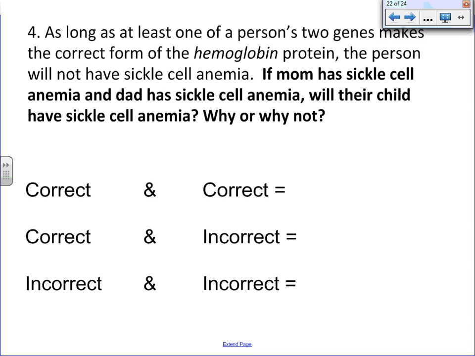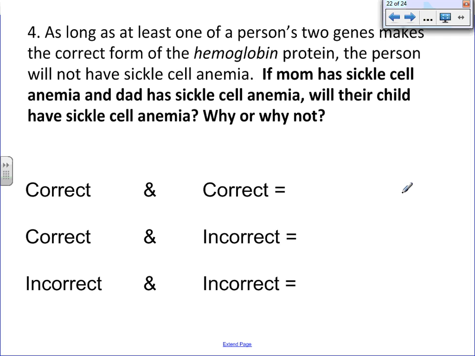Let's take a look at the description. As long as at least one of a person's two genes makes the correct form of hemoglobin protein, the person will not have sickle cell anemia. In order to figure out if it's dominant or recessive, we need to essentially make this chart here down at the bottom. It's not really a chart, it's just our different options essentially. Every person has two genes for every trait. So in this case, you have really three options.